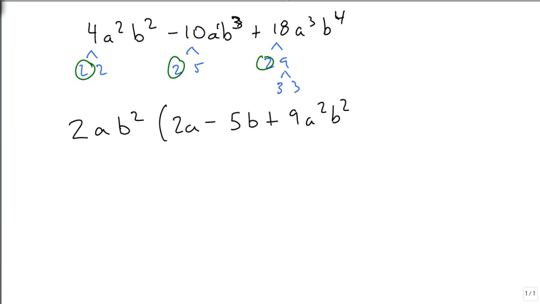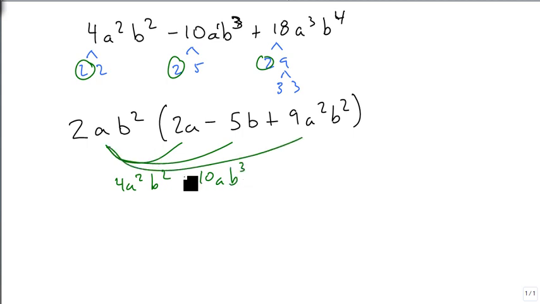If we check our answer, there's our 4a squared b squared, our minus 10ab cubed, and our positive 18a cubed b to the 4th. There we go. And so we get back to our original answer.